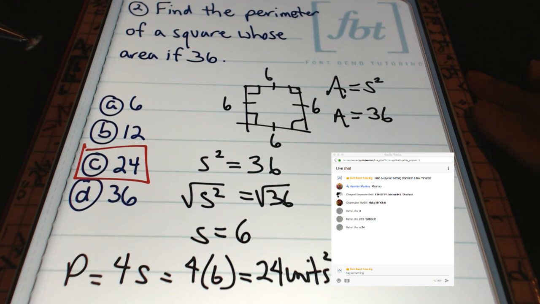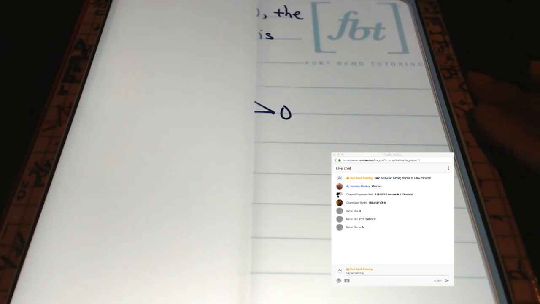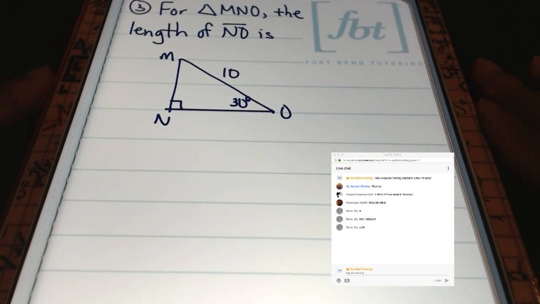So that's problem number 2. There you go. Find the perimeter of a square whose area is 36. Done and done. Let's go ahead and continue on with our geometry final exam review from Fort Bend Tutoring. We have problem number 3, guys.